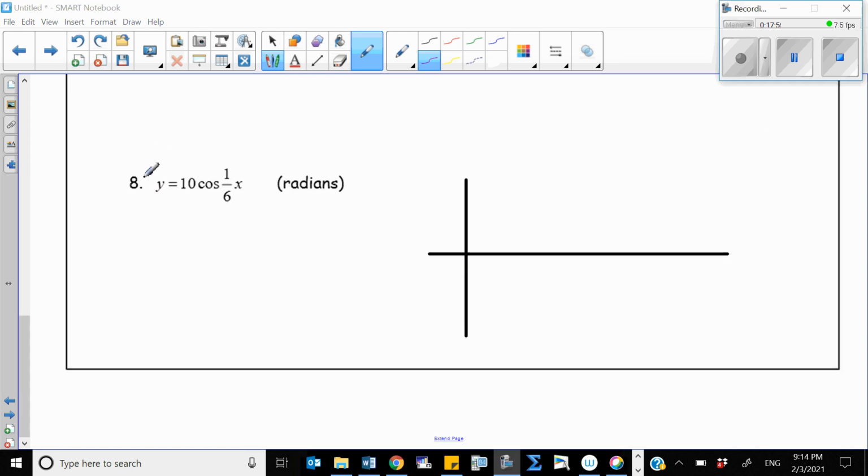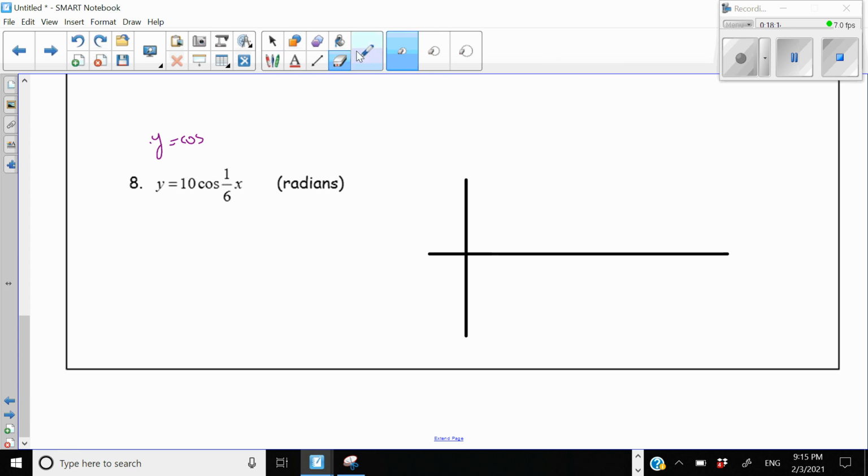Now let's work on number 8 here. My parent function is y equal to cosine of x. So what transformations do I see here? One of them is this. That's the a value. It's 10. That is going to give me the amplitude of my function. So that means the highest point is 10 and the lowest point is -10.